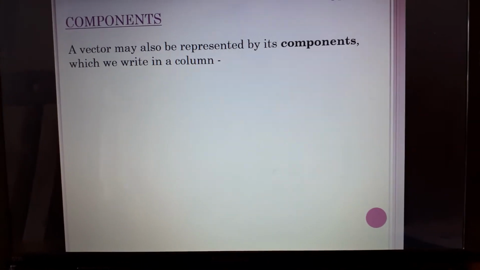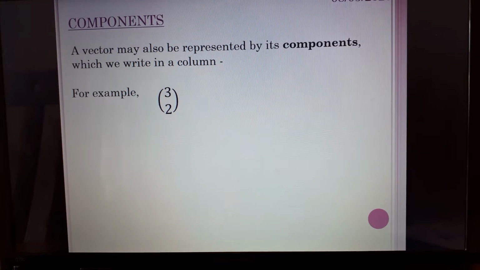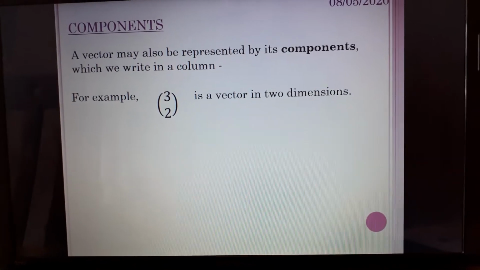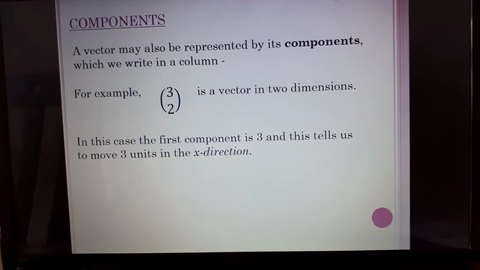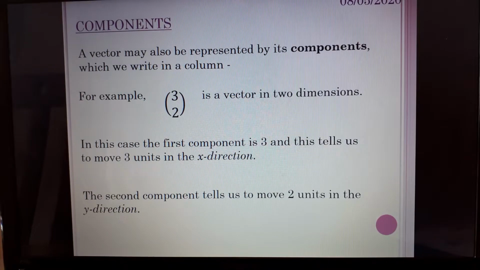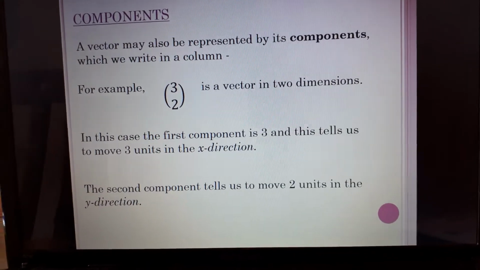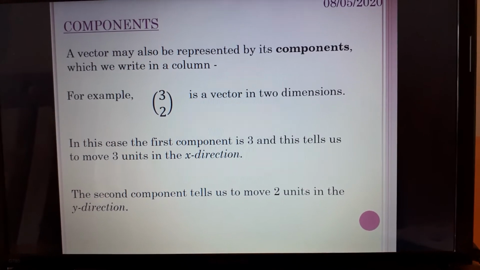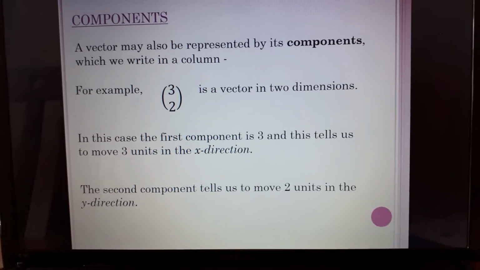So we can represent a vector by its components and we write them as a column in this way. This would be a vector in 2 dimensions. The 3 along the x-axis and the 2 along the y-axis. So it's along with the first number and up or down with the second number. Very similar to a coordinate. And there are similarities between vectors and coordinates. I'll describe the differences as we go along as well.